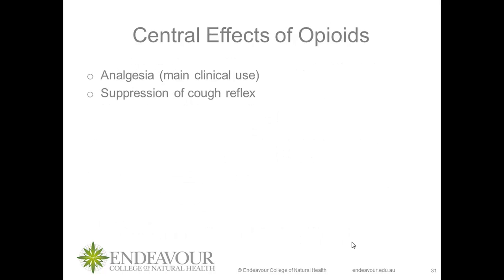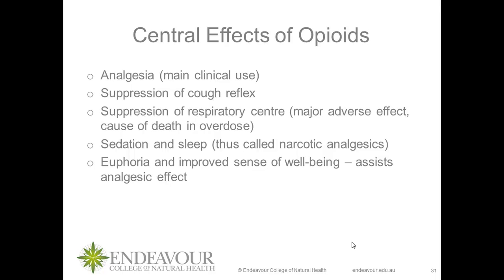In the CNS, opioids are indicated for analgesia. Their site of action is in the body. Their site of blocking the pain is pain from the body, but it's working in the CNS. In addition, they might suppress the cough reflex, so they are said to be antitussive. They will also suppress the respiratory centre, and this is one of those major adverse effects that causes death in people who overdose on opioids.